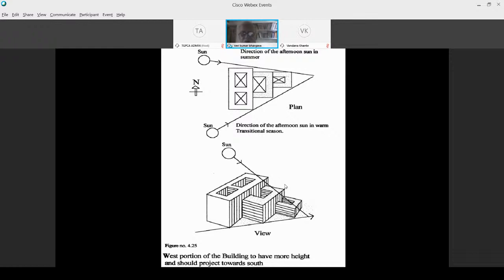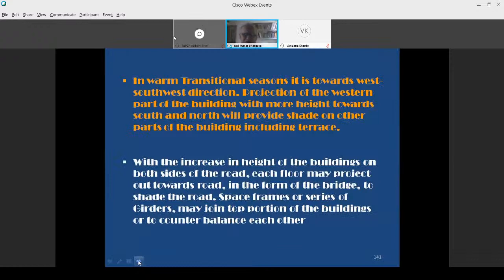So friends, this way you can also always conduct your own study. In my study, I have suggested this form with a view to take maximum advantage, to the extent possible, of mutual shading. In warm transitions, this we have already discussed, it is the same thing with increased height of the buildings on both sides of the road. Okay, this is important. This we have already discussed.